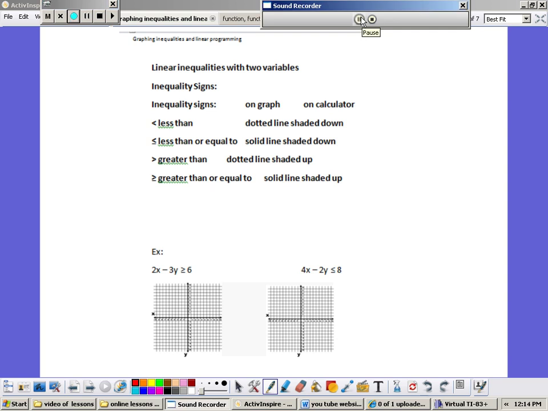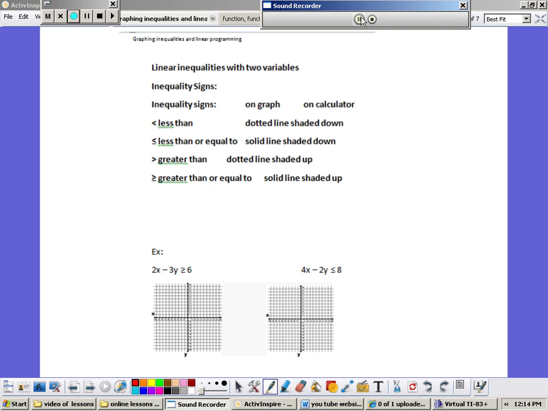Okay, today we're going to talk about graphing inequalities and linear programming. Linear programming is used in real life a lot of times, especially in factories or places where there's restrictions on how much something can be done for a profit. Okay, linear inequalities with two variables.